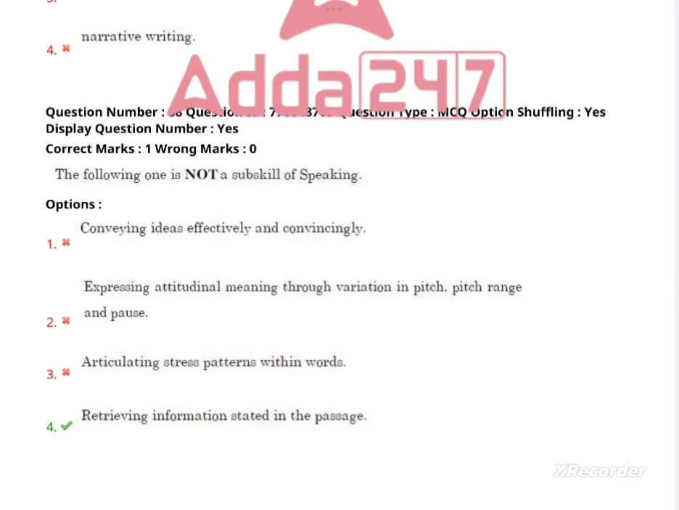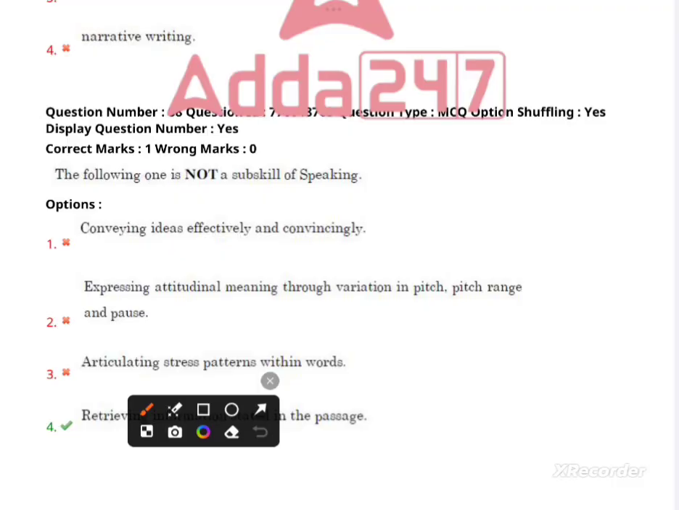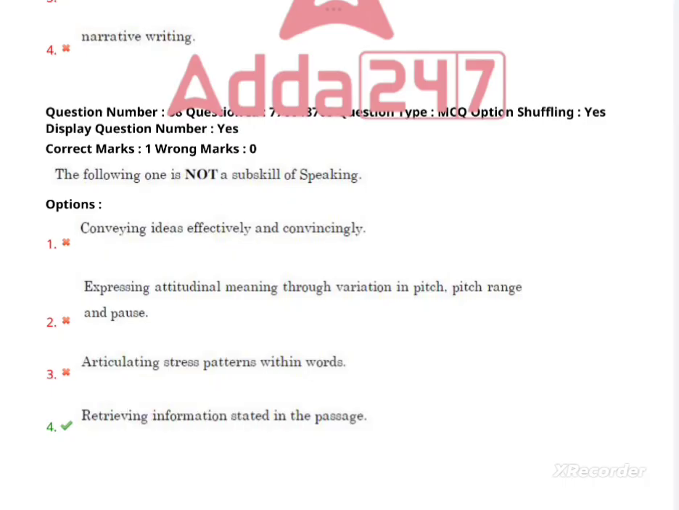Next question, the following one is not a sub-skill of speaking. And our correct option is retrieving information stated in the passage. This is not a sub-skill of speaking.